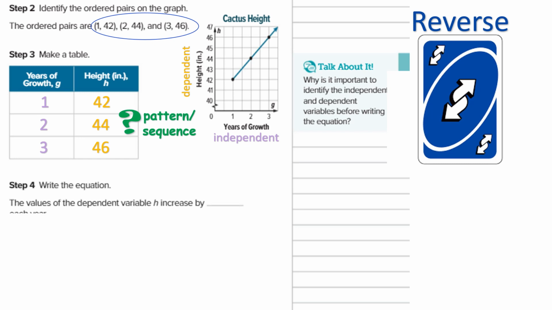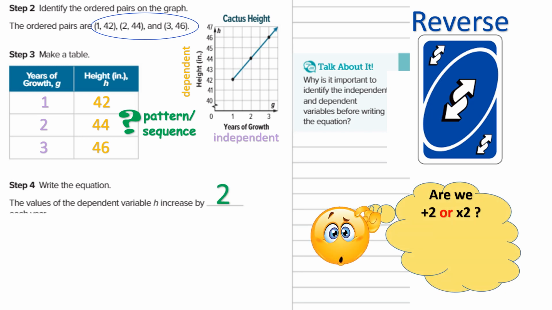When it comes to my sequence and what my pattern is, I'm increasing by a specific number. And when I see that I'm going from 42 to 44 to 46, hopefully I know that I'm increasing by 2 each year. But are we adding 2 or are we multiplying by 2? So when I start thinking about, well, if I take and I add 2, 2 plus 1 equals 3, well, that's not going to give me the right answer, right? What about 2 times 1? Does that equal 2? And it does. But we then had to start with something. So what did we start with?